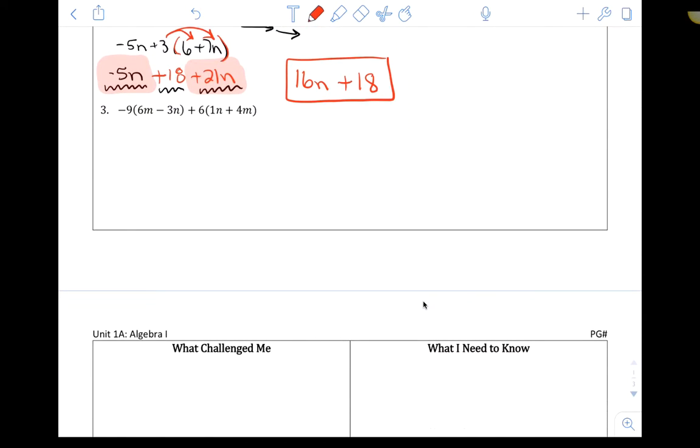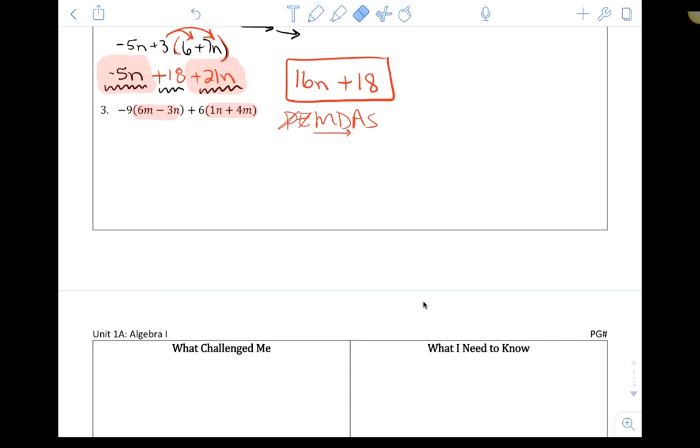All right, lastly, I'll go ahead and do this one. I need to do parentheses. I need to do PEMDAS. I'll look inside of the parentheses and see if I can simplify anything on the inside. So 6m minus 3n, because those are unlike terms, they have to stay. I have 1n and 4m. Those are unlike terms, so they have to stay as well. So I've looked at my parentheses. There are no exponents, so I can take care of multiplication or division, whichever comes first, left to right.